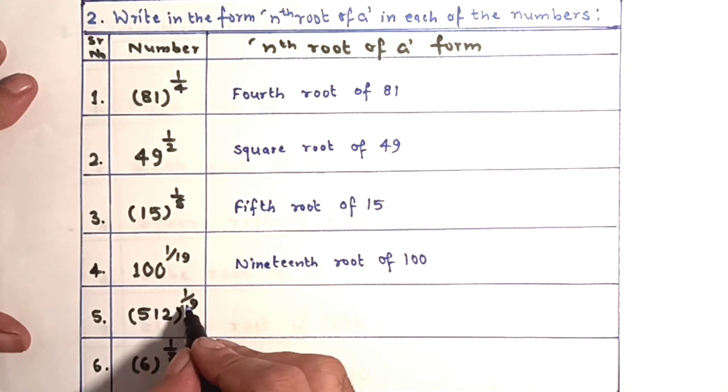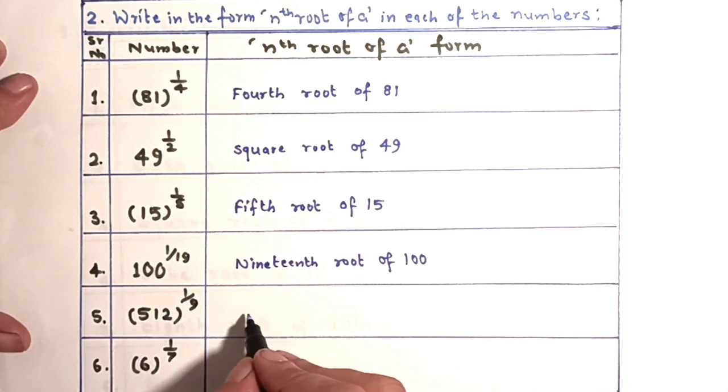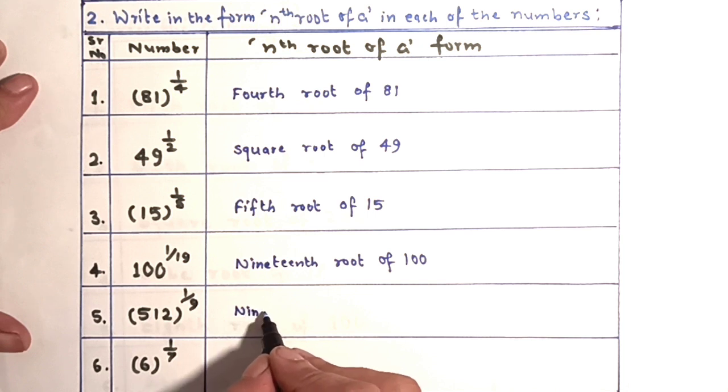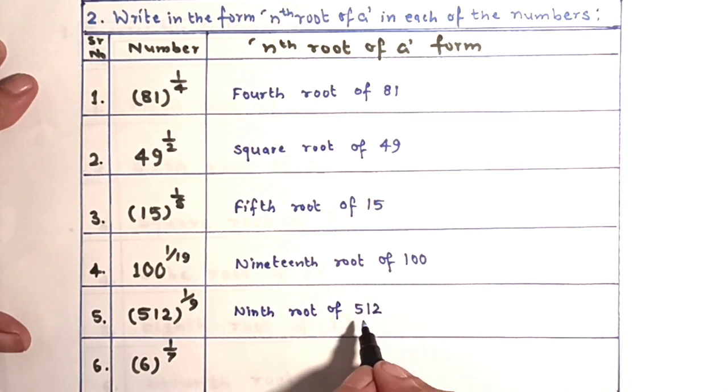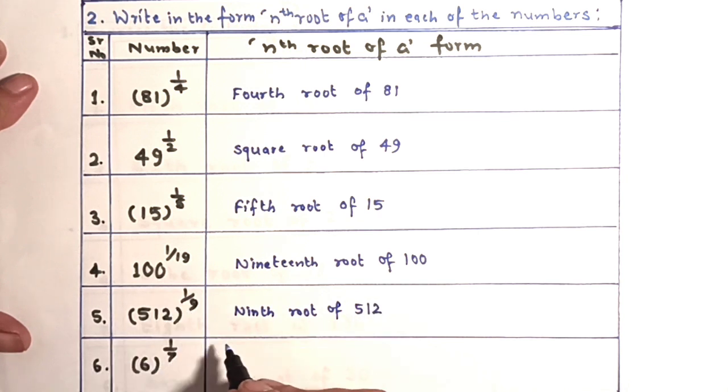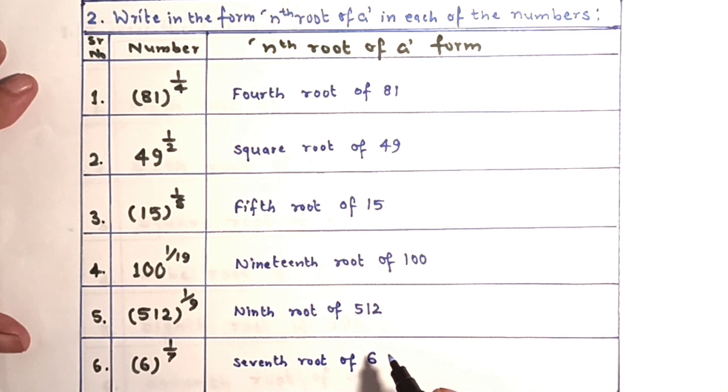Question number 5. 512 raised to 1 upon 9. So here it will be 9th. 1 upon 9 means 9th root of 512. 512 is your base and 1 upon 9 is your index. Last question, 6th question. 6 raised to 1 upon 7. So 1 upon 7 means 7th root. So 7th root of your base, which is 6. So 7th root of 6. Very simple question which you can do.